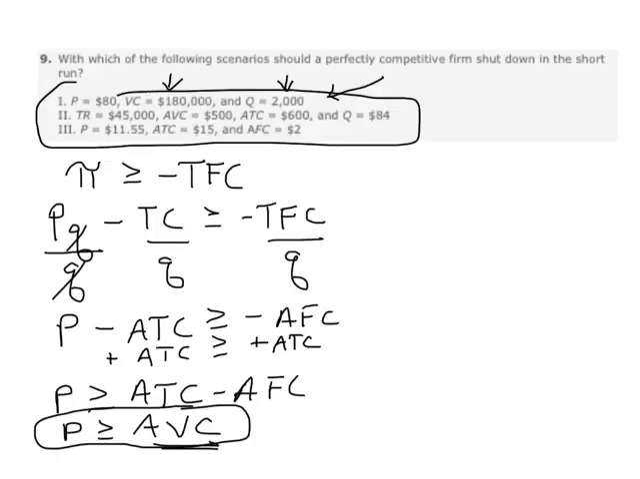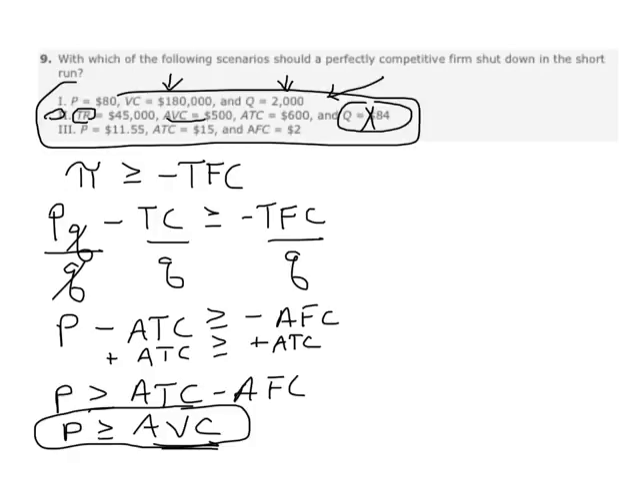Here on number 2, you have to extract the price, but you have total revenue, which for a competitive firm is just price times quantity, and you have quantity. That dollar sign has to be a typo. Divide total revenue by quantity and you'll get price, and then compare it with the average variable cost that's given.